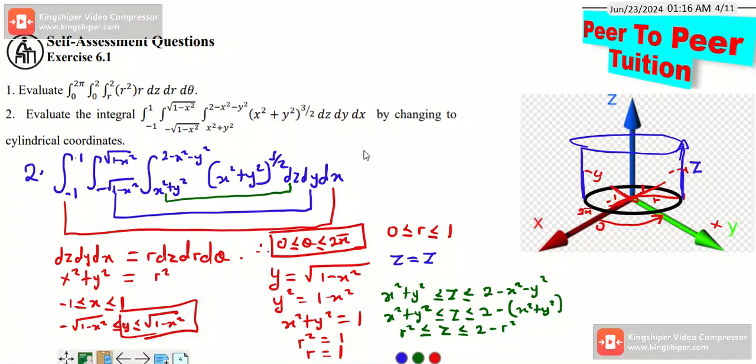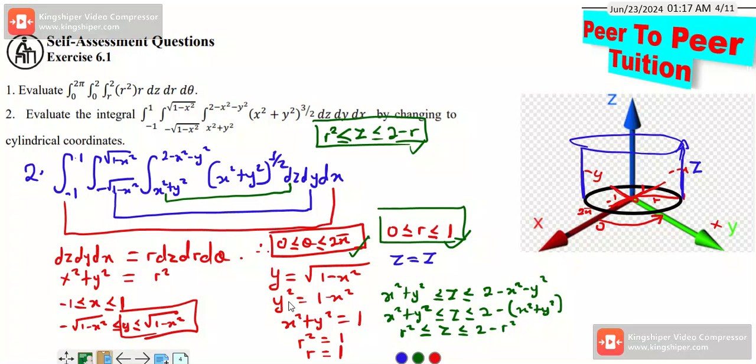Therefore, let me write it here. We can say that r squared is less than or equal to z, less than or equal to 2 minus r squared. So this is another cylindrical coordinate. So our cylindrical coordinates are this, and this.